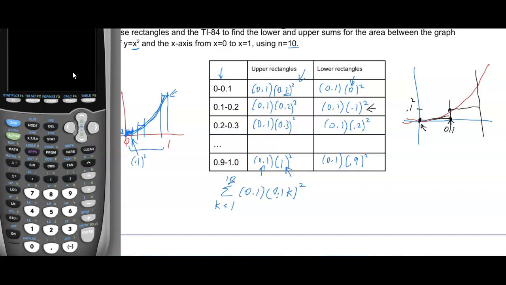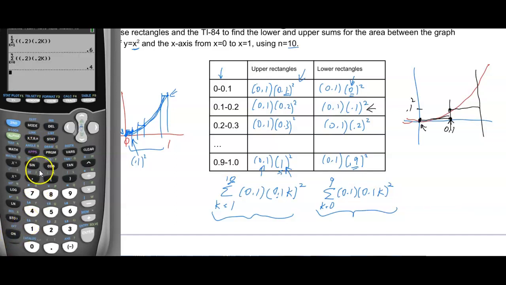Okay, so for upper rectangles, I would do it just like this. For lower rectangles, I would do something similar to what I did before. Instead of counting from 0.1 to 1, now it's going to count from 0 to 0.9. So it's more convenient if I do k equals 0 to 9 and keep the inside the same. So this would be the formula to do lower rectangles. Let's do upper rectangles and then lower rectangles and see the difference between the two.